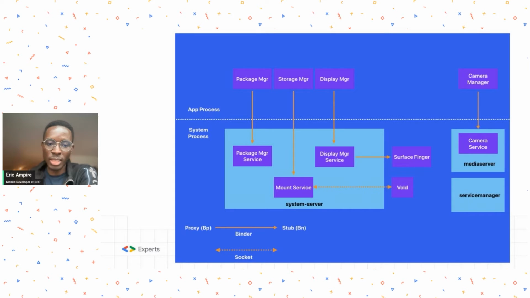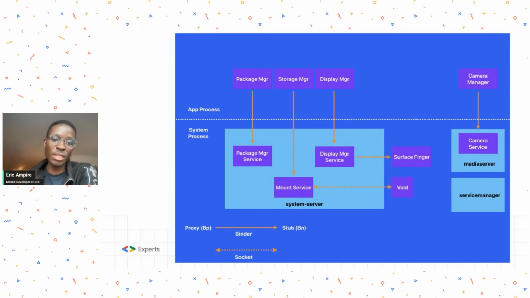So basically, we can have something like this. On the top, we have the application process, the process in which our application will be running. And inside that process, we can have direct access to different kinds of managers based on the service that we want to provide to the user. We can have the package manager, the storage manager, the display manager, and so on. Those managers delegate all the tasks that we want to do to the particular service. For example, the alarm manager will delegate to the alarm service, and the storage manager will delegate to the mount service.